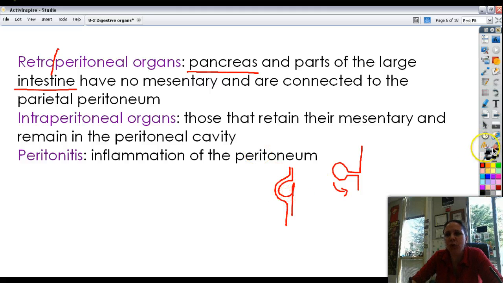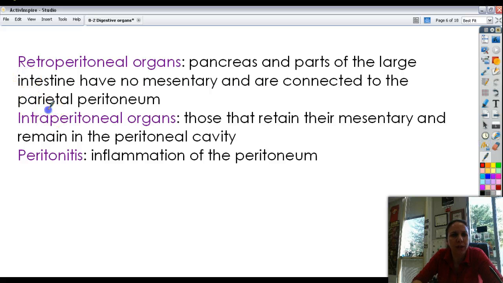And then we have intra. Intra means within. So intraperitoneal organs, these are those that keep the mesentery and are physically in the cavity and just dangling by the mesentery. Now you can get infections in there. It's very rare because it's a pretty sterile area, but it is possible, and you get something called peritonitis.